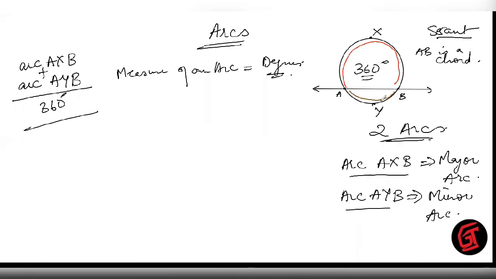Suppose, for example, I say arc AYB is equal to 100 degrees. How much will arc AXB be? Can anyone tell me? 260 degrees, very good. How did we come to know? Arc AXB plus arc AYB is 360, and if AYB is 100, then AXB is 360 minus 100, which is equal to 260. You will get similar sums to find the measure of an arc, where one arc is given and you find the other.